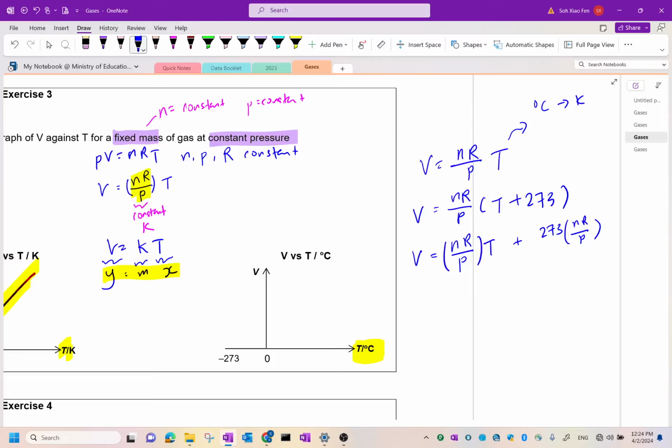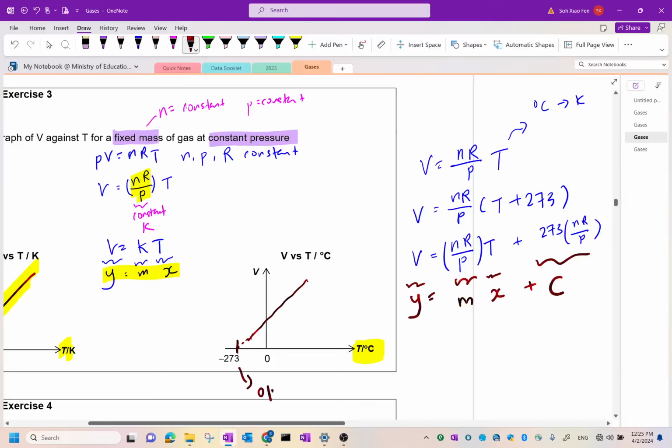Okay, so does this look like a y equals mx plus c graph? This is like your m, this is like your x, and this whole thing is like your c. So therefore it should be a straight line, but there will be a y-intercept. Usually we extrapolate all the way to minus 273. Why minus 273? Because this will be your 0 Kelvin, the absolute zero. So usually we dot dot dot because there's no way that we can reach 0 Kelvin in reality. But this should be a straight line. So this is how we will draw it. Okay?